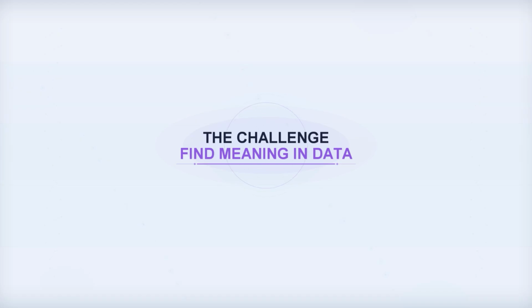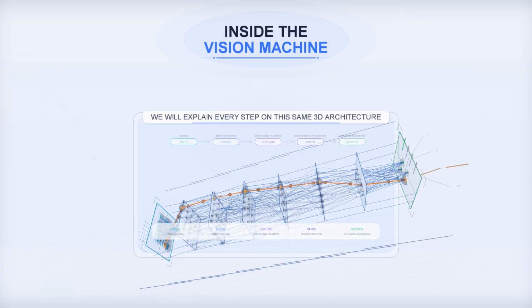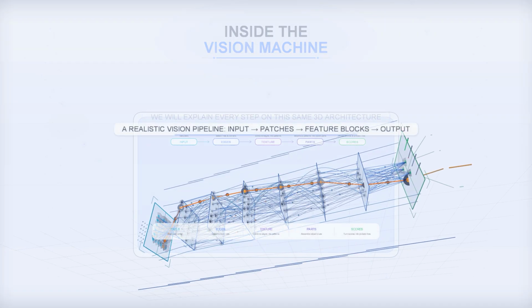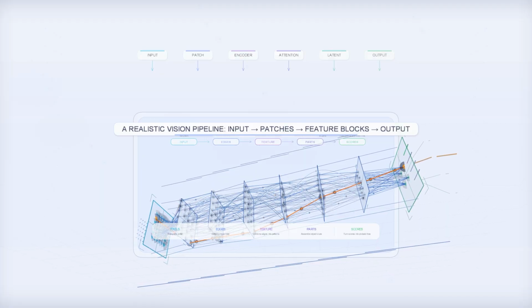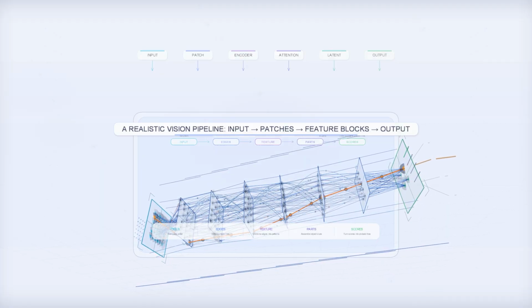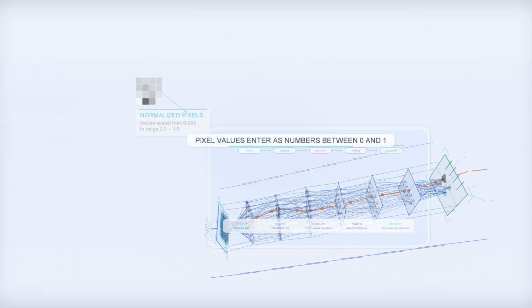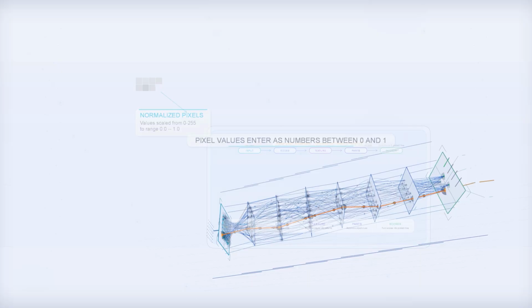This is where neural networks come in. Now let's slow down and look inside this same architecture. A realistic vision network has input gates, patch blocks, feature blocks, attention, and output scores. First, pixel values enter the left input frame as numbers from 0 to 1. These values represent brightness. That's all the network sees.